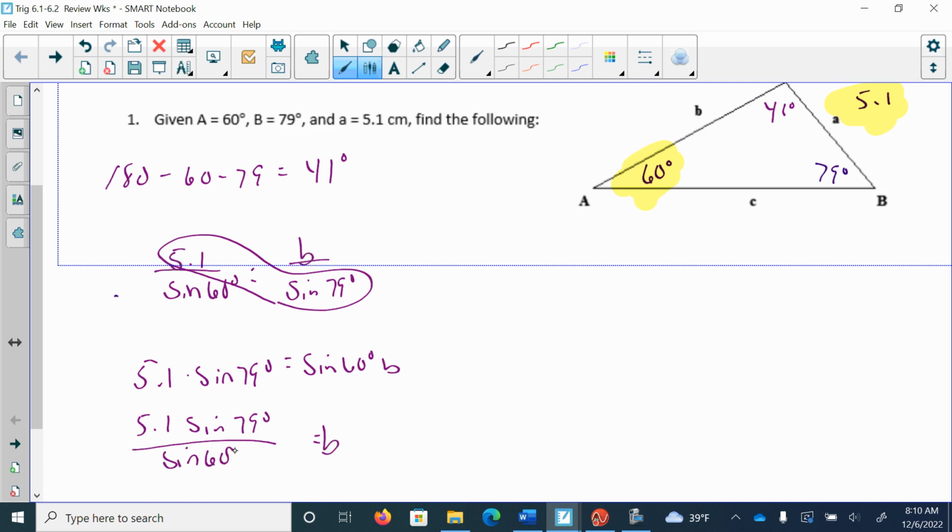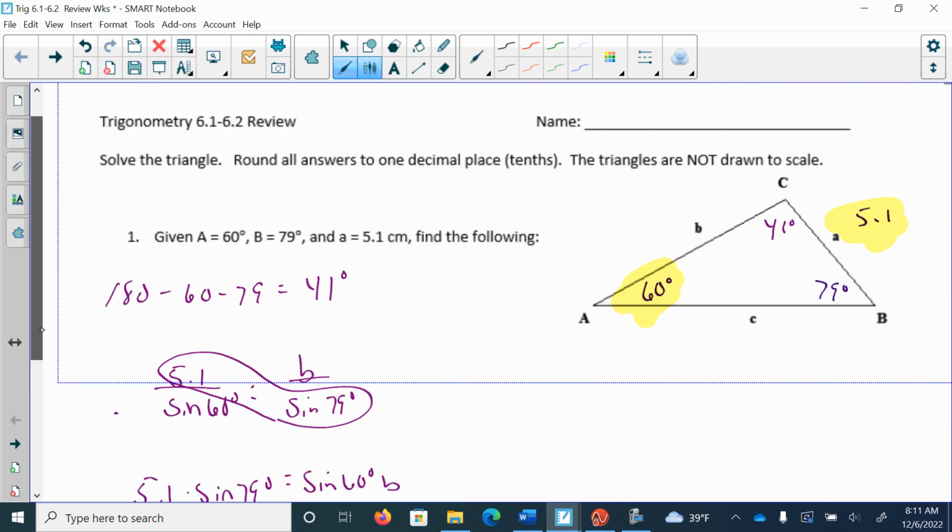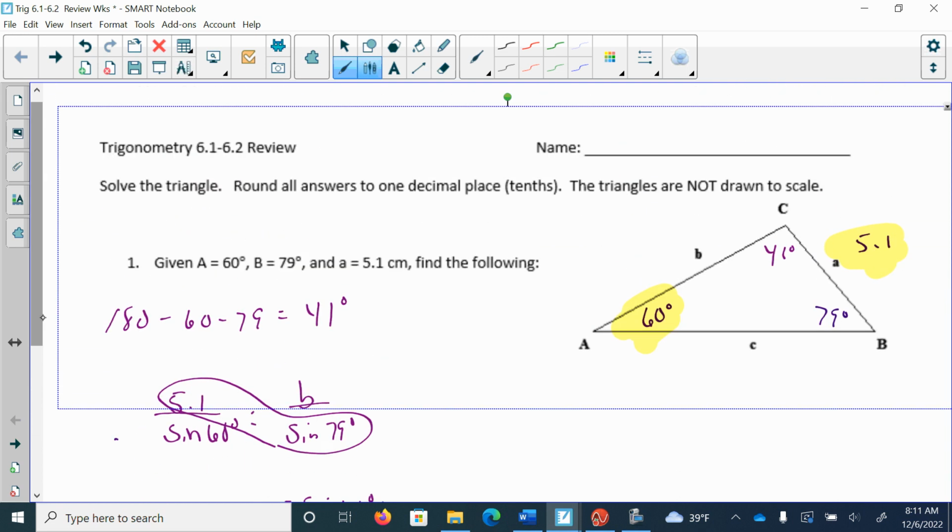If you prefer to use nSolve, which I believe most of you will, then you're just going to do nSolve. And when I do that, I end up with B equal to 5.78. And the last proportion I'm going to have is 5.1 over the sine of 60 is equal to C over the sine of 41. So on your quiz, we're going to have to see the work. I'm going to have to see at least these proportions, and when you solve that, C ends up being 3.86. I have to see the proportions, and then you fill in the correct blanks.